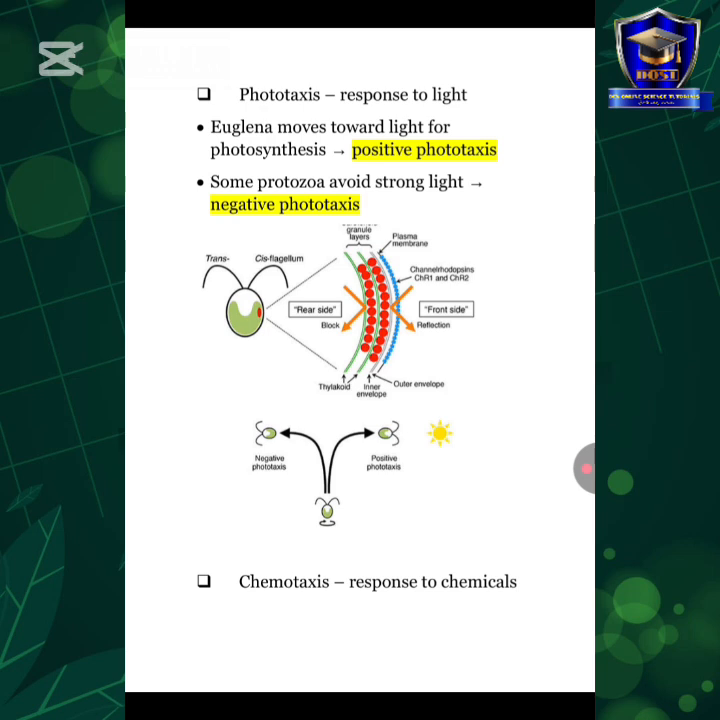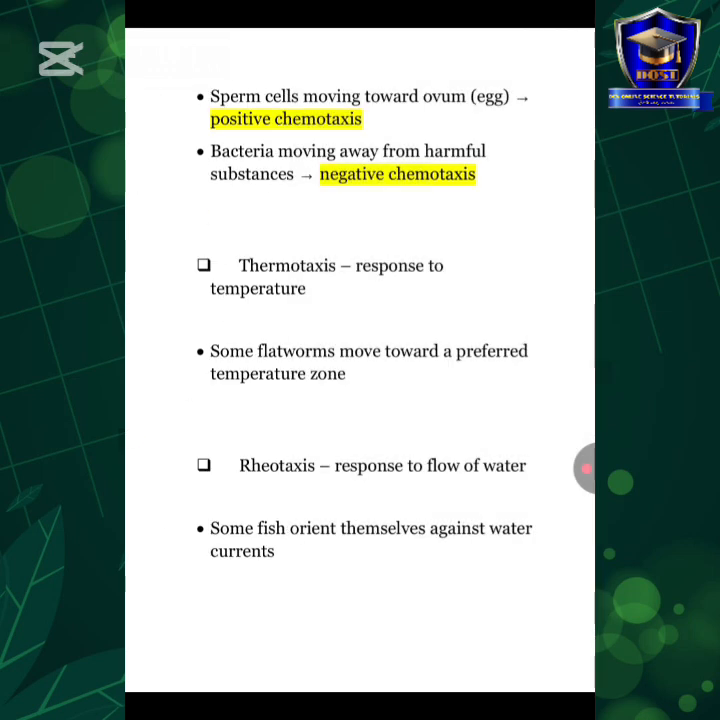And number two, we have chemotaxis, which is the response to chemicals. Take for instance, sperm cells can move towards the ovum. That's because they sense the chemicals from the ovum and they know that the ovum is right there. So that's positive chemotaxis. Or bacteria can move away from a harmful substance. Let's say the bacteria notices that there's a harmful substance right there that can destroy it. So the bacteria will move away from that chemical. Or let's say an amoeba detects food. Food is a chemical substance. If the amoeba moves towards the food, it is positive chemotaxis. And then we have thermotaxis, which is the response to temperature. Some flatworms always move towards their preferred temperature zone.